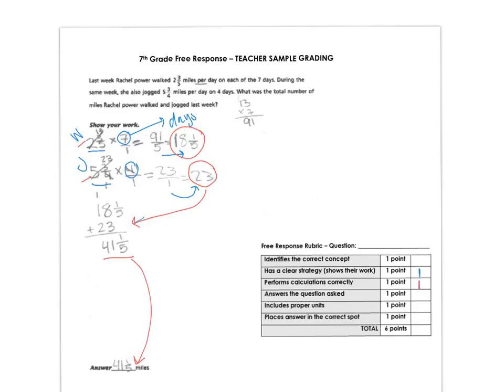1 point for that. They are answering the question because they're finding the total number of miles traveled. The unit is there for them. Their answer is in the correct place. So based on the criteria, they've earned all the points. They've used the appropriate concept, which is their work with their numbers here, and they would earn all 6 points. This would be a perfect response to a free response question in which you would earn the maximum amount of points.